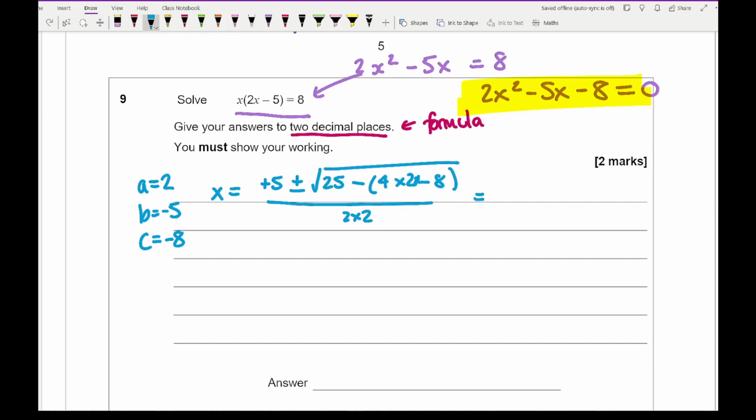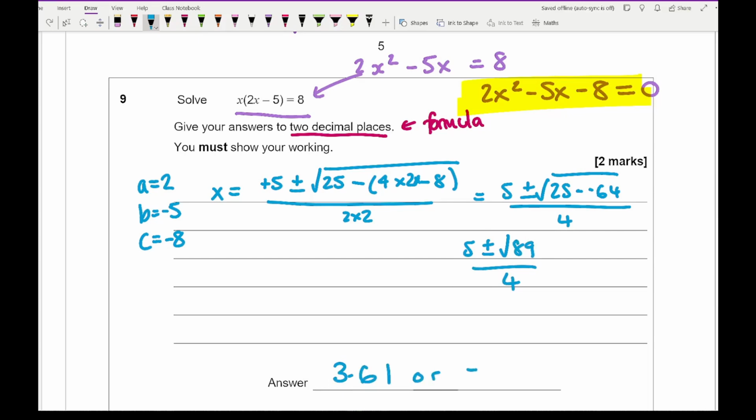So then substituting those in, I get 5 plus minus 25 plus 2 times 4 is 8 times 8 is minus 64. So I should have minus 64, all divided by 4. And then simplifying that, I get 5 plus minus 25 plus 64 is 89 over 4. Now it becomes a lot easier for me to enter this on the calculator, in which I get an answer of 3.61 or minus 1.11, and that's to 2 decimal places.